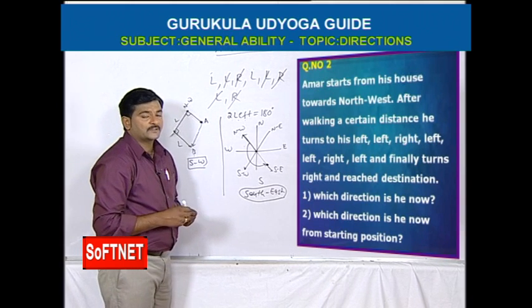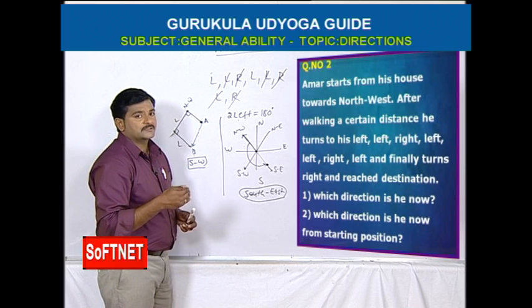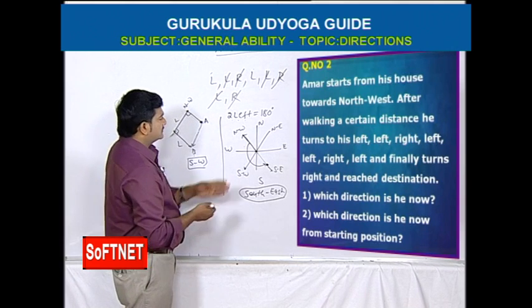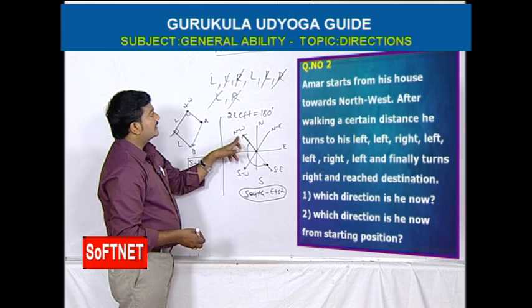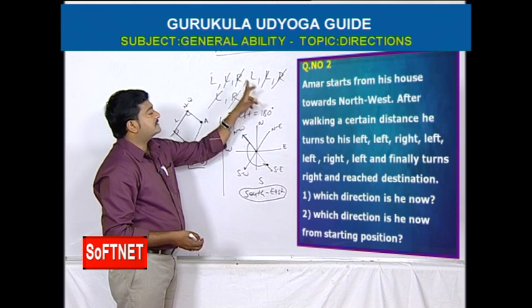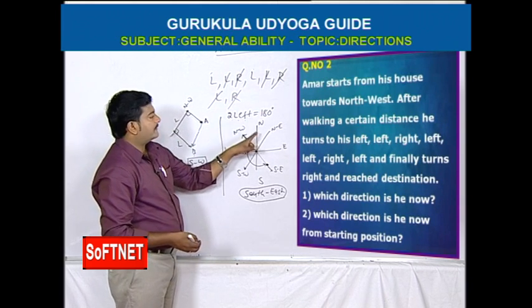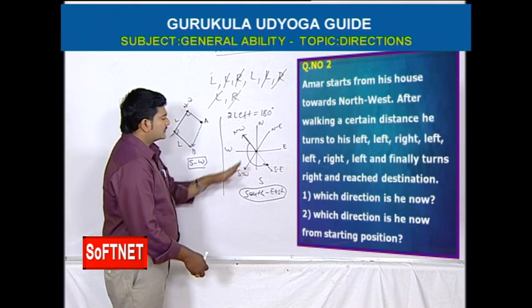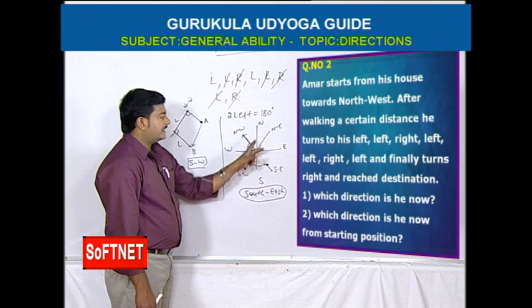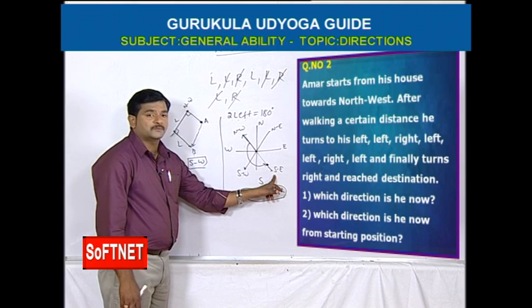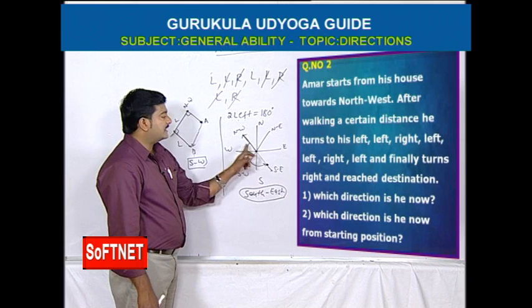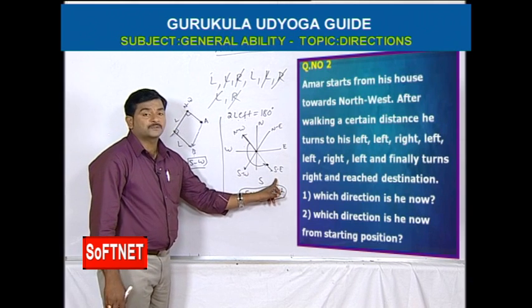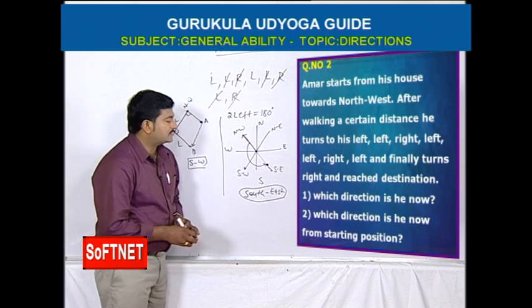I repeat the question once again. Amar starts walking towards northwest. This is same, northwest is there. List out all lefts and rights, cancel left with right. I am getting 2 lefts. 2 lefts means how many degrees? 180 degrees. So this is clear. 2 lefts means 180, that's why it will come exactly opposite to the previous direction. Previous is northwest, now it comes to southeast direction. The answer for the first question is southeast.